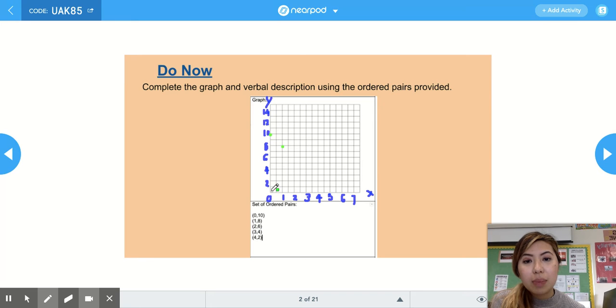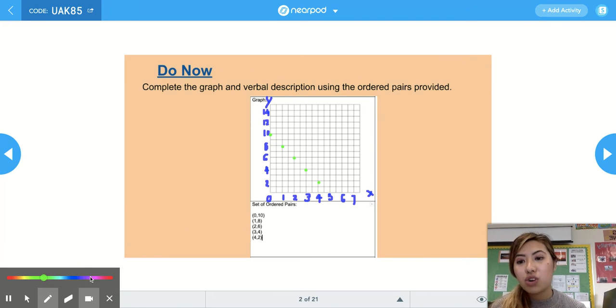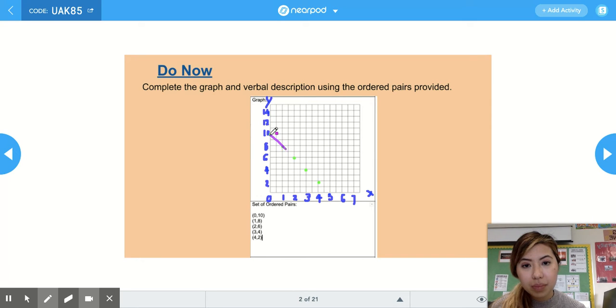Then for (2, 6), I'm going to start at the origin, move to the value of 2 on our x-axis, and up to the value of 6 on our y-axis. For (3, 4), I'm starting at our origin, moving to the value of 3 on our x-axis and 4 units up on our y-axis. And lastly, we have (4, 2), so starting at our origin, moving over to the value of 4 on our x-axis and moving 2 units up on our y-axis. And from here, I'm going to draw a line to connect the dots to show the linear equation.